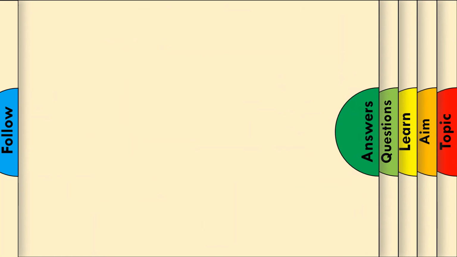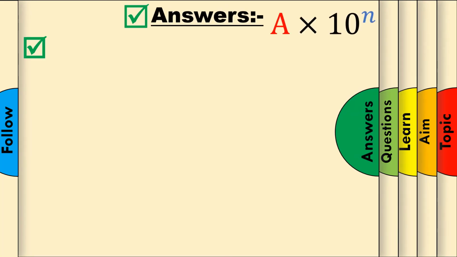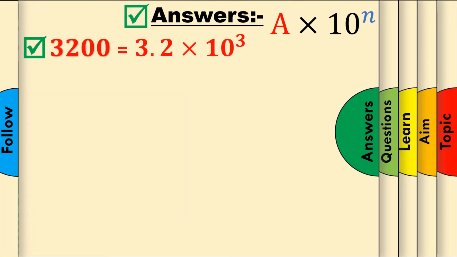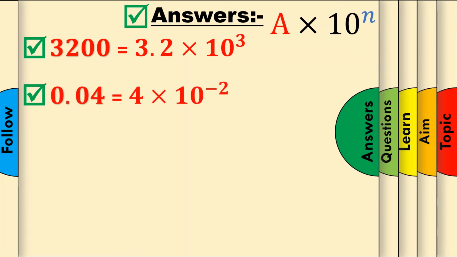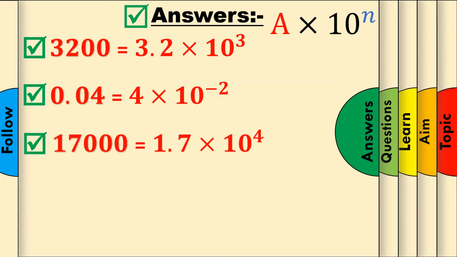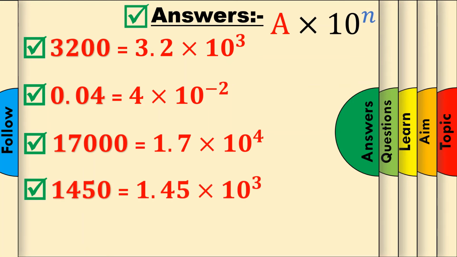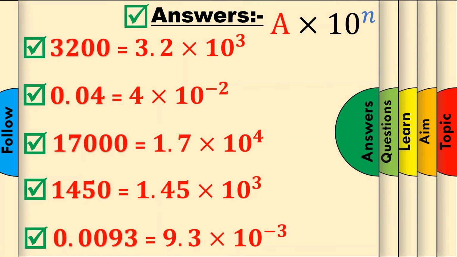Great work! Round 1. Answers. Using our standard form style, A times 10 to the power of n, 3200 equals 3.2 times 10 to the power of 3. 0.04 equals 4 times 10 to the power of minus 2. 17,000 equals 1.7 times 10 to the power of 4. 1,450 equals 1.45 times 10 to the power of 3. 0.0093 equals 9.3 times 10 to the power of minus 3.